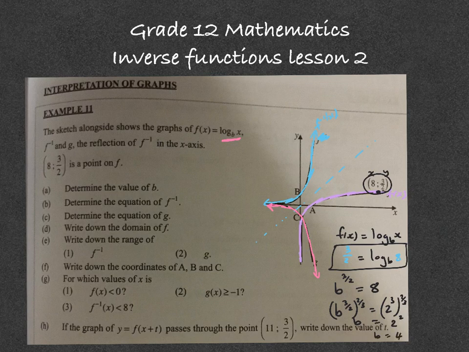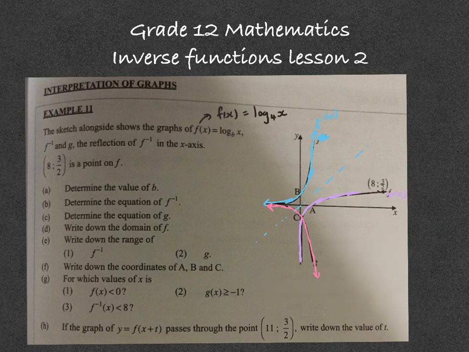Another way to do it: the power of 3 over 2 means square root of b cubed is equal to 8. So you square first on both sides, so b cubed is equal to 64, and then you cube root to get only b, and the cube root of 64 is equal to 4. Okay, so now we know that b is equal to 4.